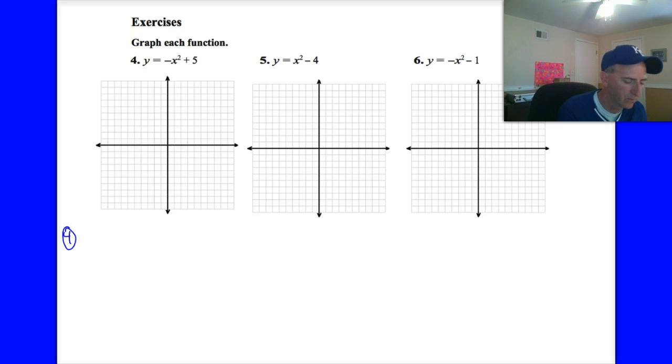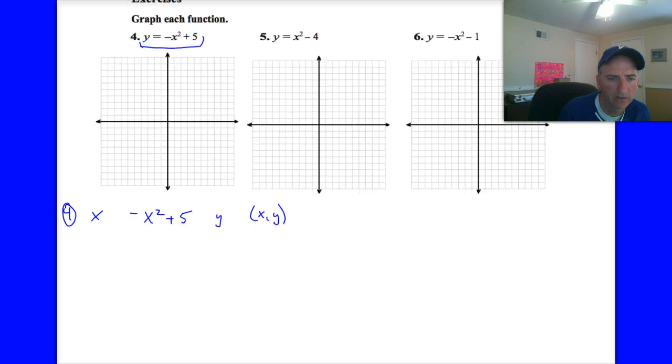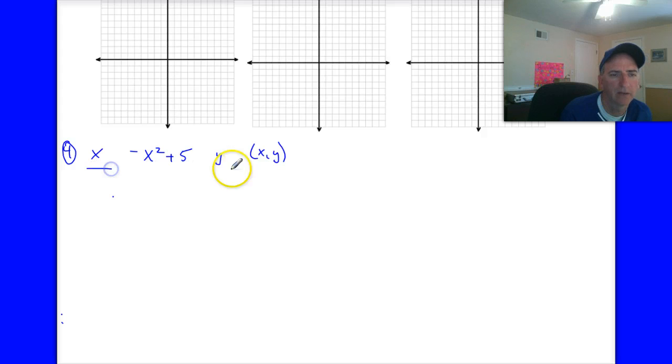But there's quite a few things we need to write out in order to graph these questions. Let's just dive right into it here. So we're going to graph y is equal to negative x squared plus 5. We're going to create a chart where we have x, in the middle area negative x squared plus 5, and over here y. And then I'm going to add another column, just x, y. It's going to take up a little bit of space that way, but we'll get it all worked out here. Remember we said we're going to have 5 points.